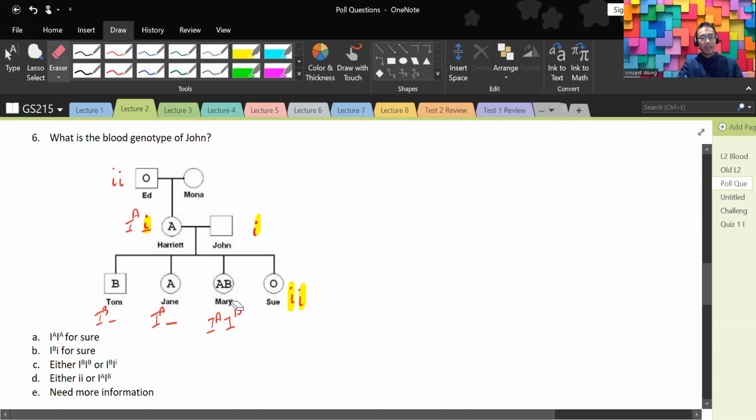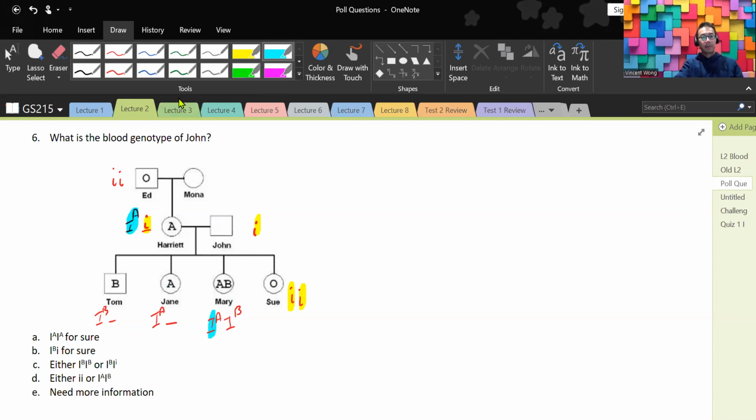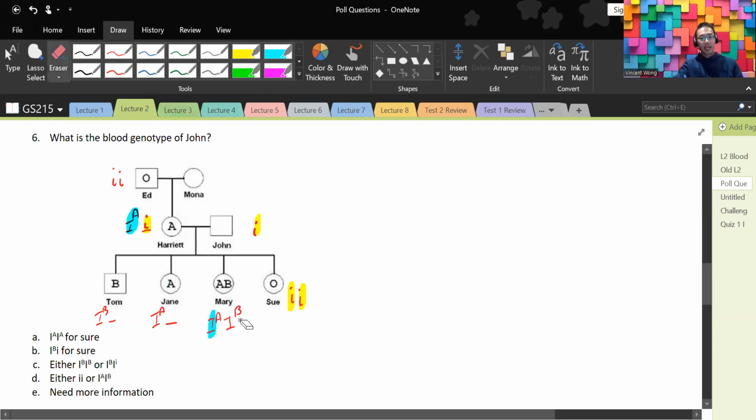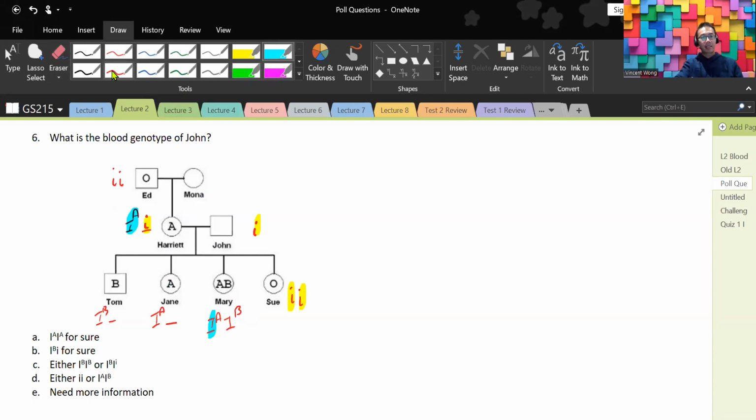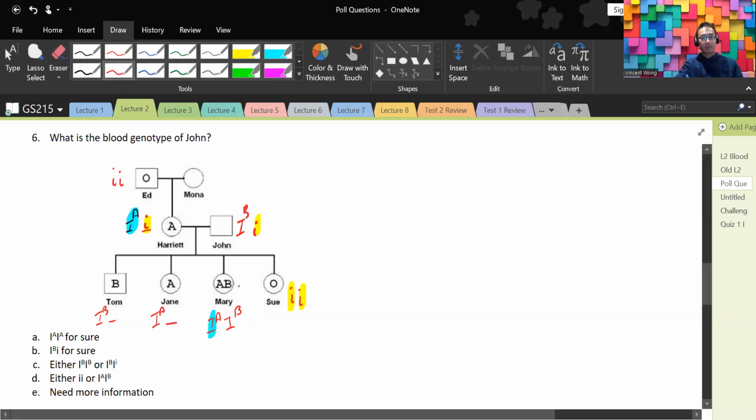All right, let's take a look at Mary. Mary is also one of the children, and IA came from Harriet. And where does IB come from? Well, IB has to be from John. Right? It cannot be the other way around because Harriet doesn't have a B to pass on. So the A has to be from Harriet and B has to be from John. And so the correct blood type for John is, what is it? IB small i for sure. Okay.